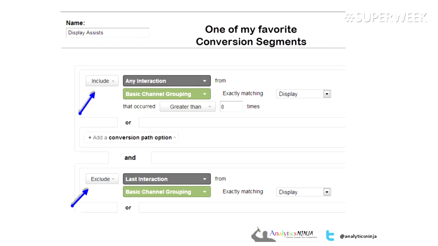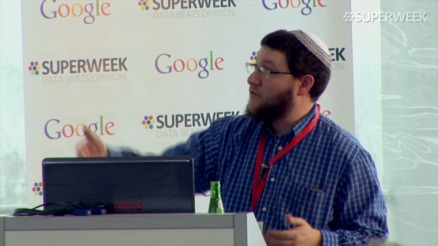That means people are clicking on those display ads, coming to my site and then converting later on a different visit. Okay? Here's one of my favorite conversion segments that you're going to be looking for: any interaction being display, but you want to exclude that last interaction. You already know what was happening on the last touch, just from your standard reports. I want to see where are all my assists. Boom.